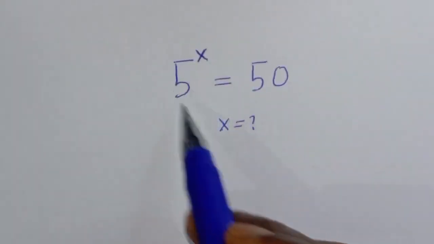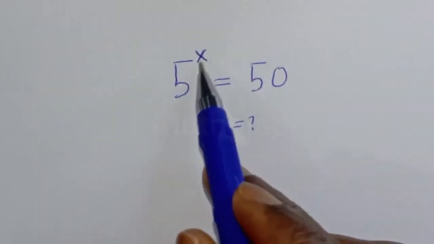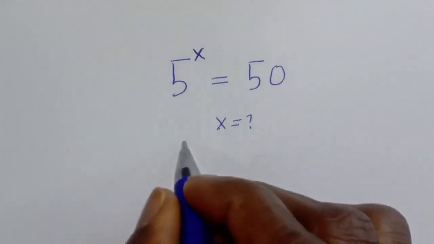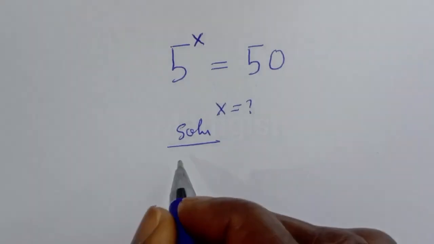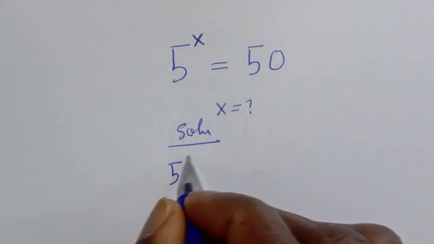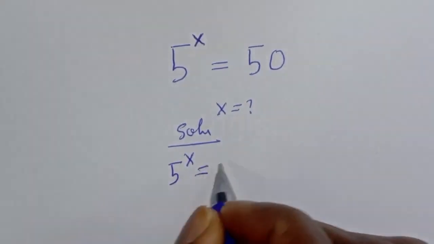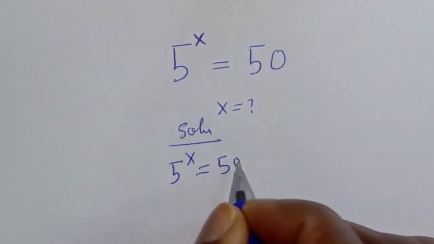Hello, to solve for s from this given nice math problem: 5 raised to power s is equal to 50. Solution. 5 raised to power s is equal to 50.